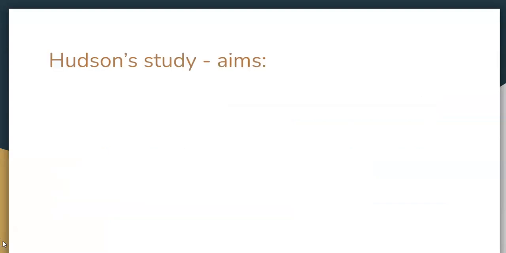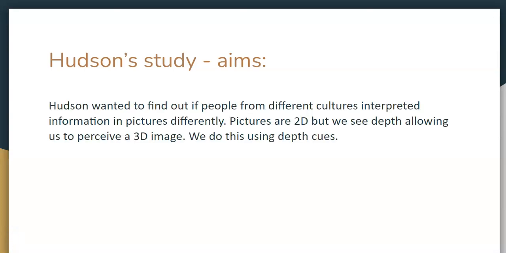So the study we're going to look at to help us understand how culture affects perception is Hudson's study. And what Hudson wanted to find out was whether people in different cultures interpret information in pictures differently. So in a 2D picture, we can still see depth. If we think about all the things we've learned previously in this topic, like height in plane, relative size, occlusion, we use those depth cues to help us work out depth in an image.